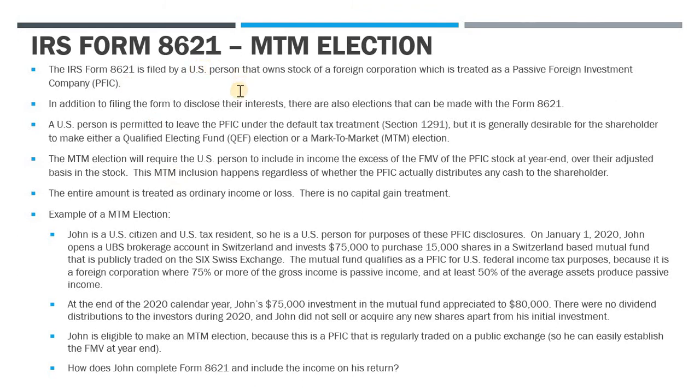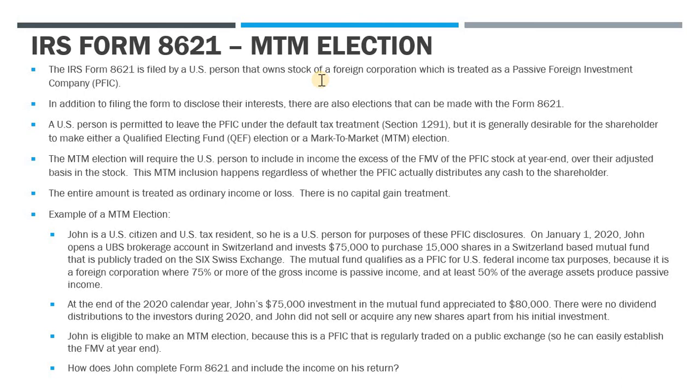So what is the 8621? Well, 8621 is filed by U.S. persons that hold stock in a foreign corporation that's treated as a passive foreign investment company. Okay, so a passive foreign investment company is essentially a foreign corporation that just invests in certain types of passive investments. So stocks, bonds, other types of investments, rents, royalties, things like that. So it's not really an active business. It's just kind of like a fund that trades in other securities, right? So in the U.S., we see this all the time with ETFs, mutual funds, other types of vehicles like that.